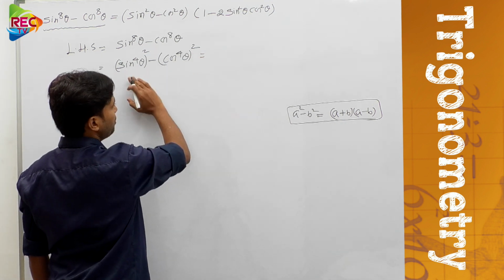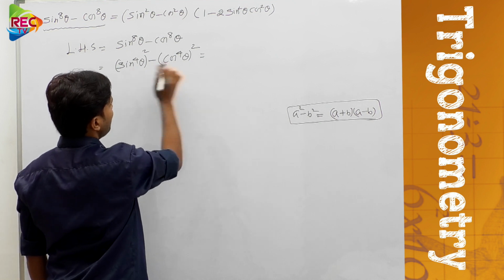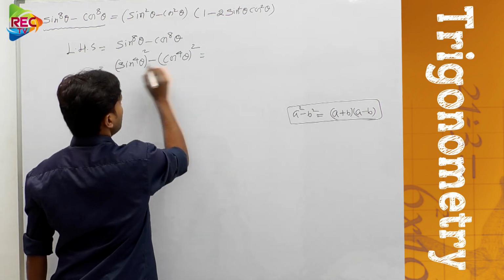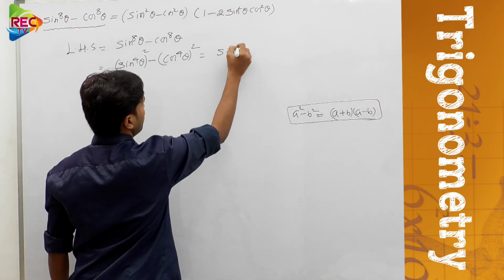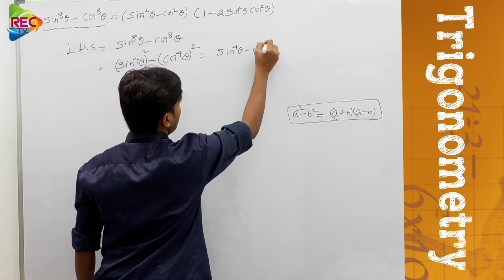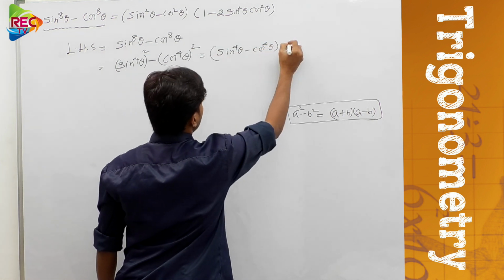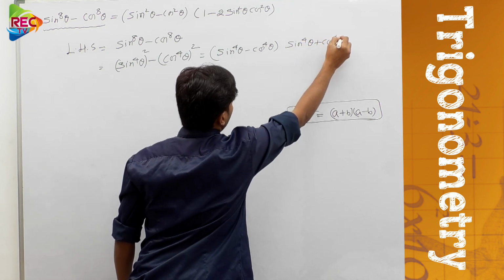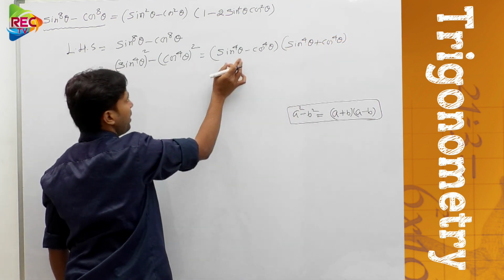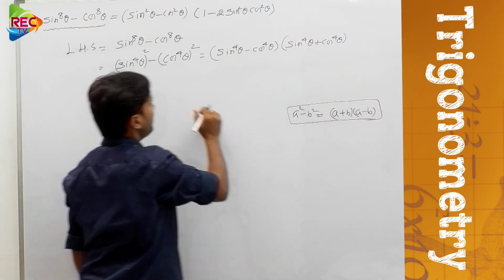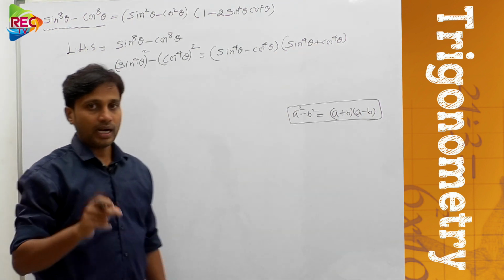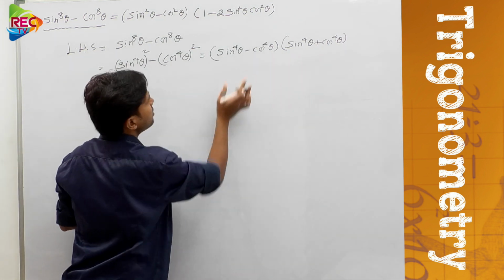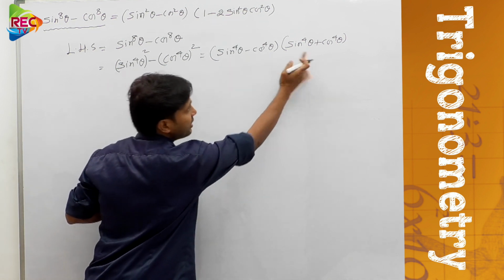A minus b into a plus b, or else a plus b into a minus b, the thing is same. Now sin power 4 theta minus cos power 4 theta into sin power 4 theta plus cos power 4 theta. This is a minus b, this is a plus b, where a is sin power 4 theta and b is cos power 4 theta. We have two brackets over here. Solve the first bracket first and next this one.